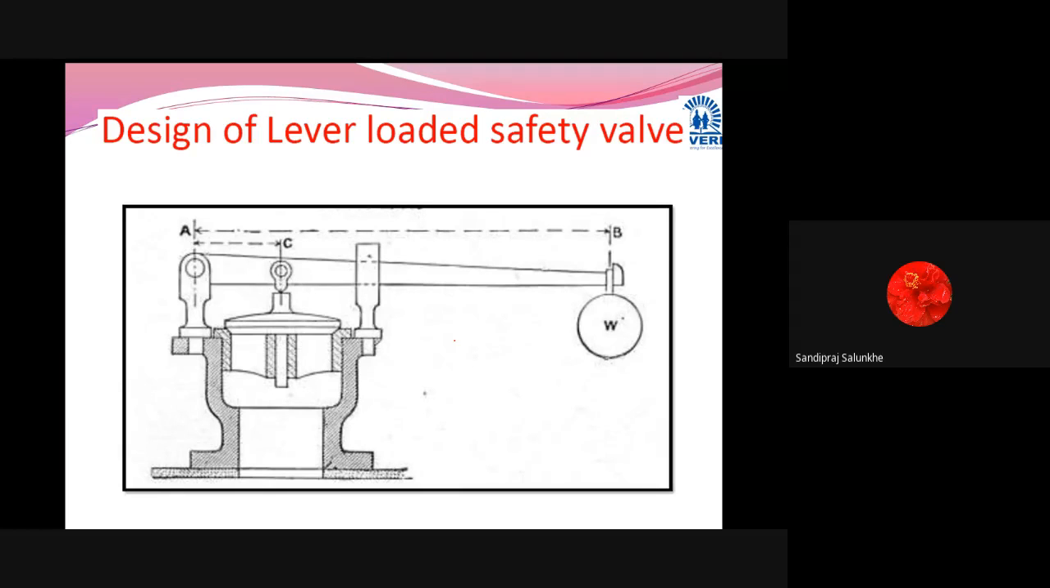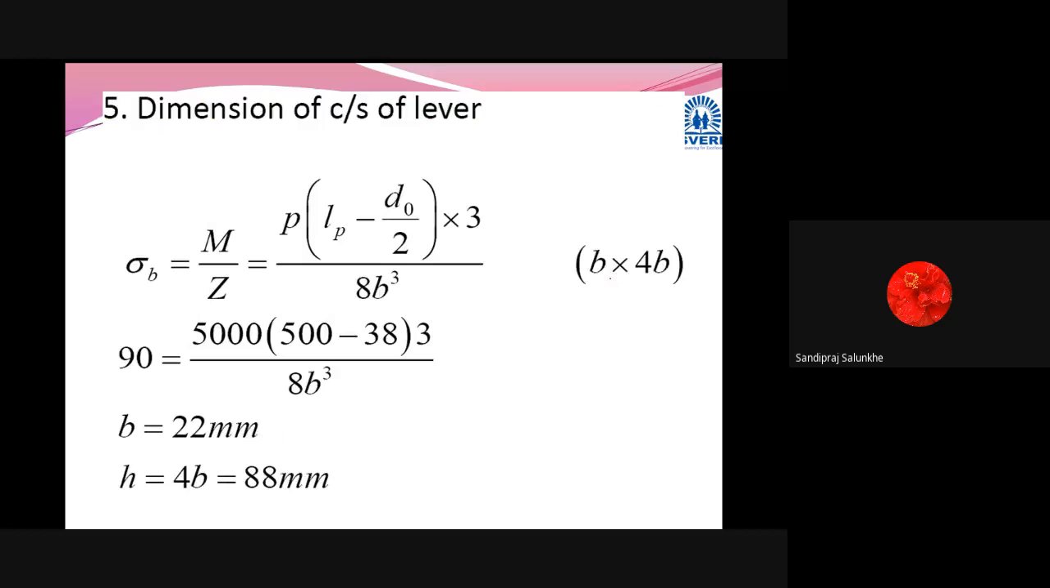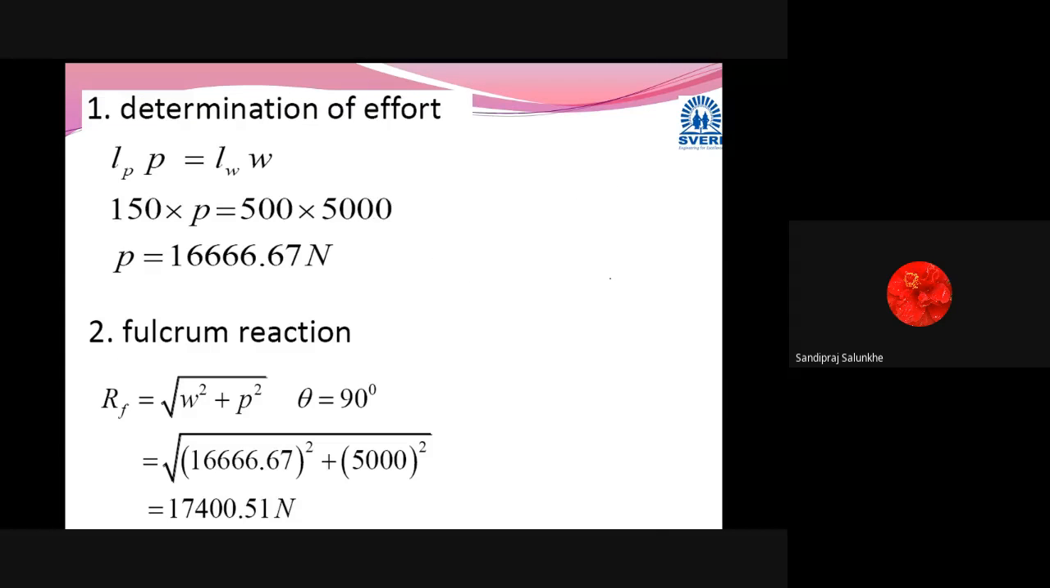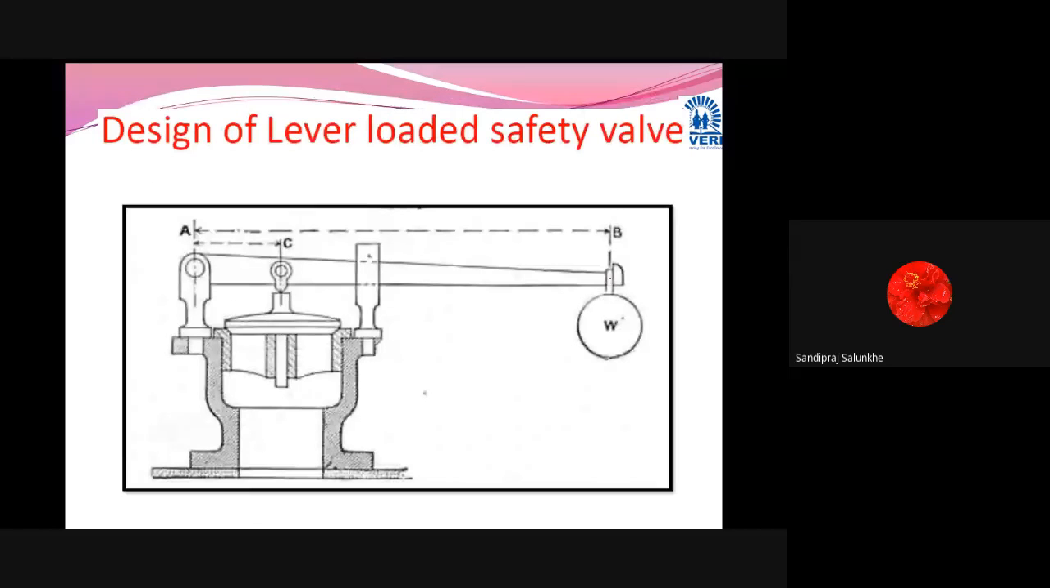If we are going to apply this load here, what is going to happen? Because of this applied load, force is generated here. This we can call as P, whereas this is W.